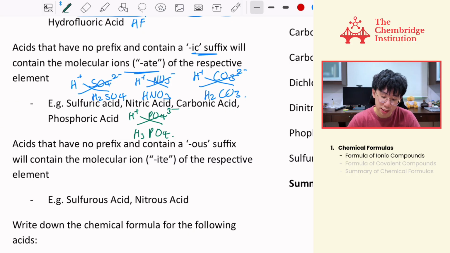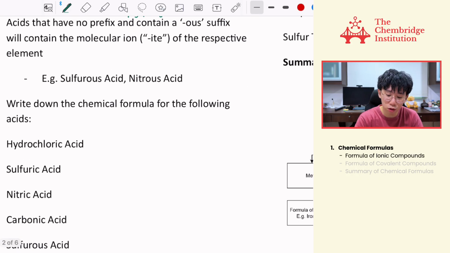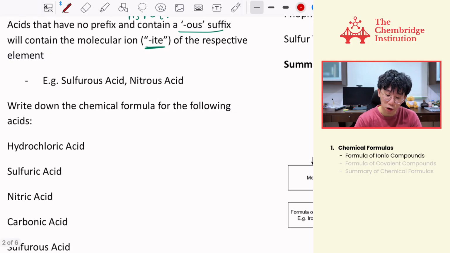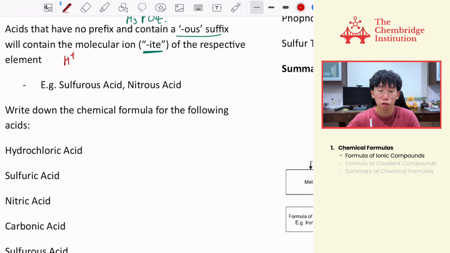Lastly, we have acids that also have no prefix and contain the ous suffix, which contains the molecular ion ite of the respective element. Let's take a look at some examples again. Sulfurous acid has an H plus ion and the sulfite anion. So it has the SO3 2 minus ion. So if you crisscross, it's just H2SO3.